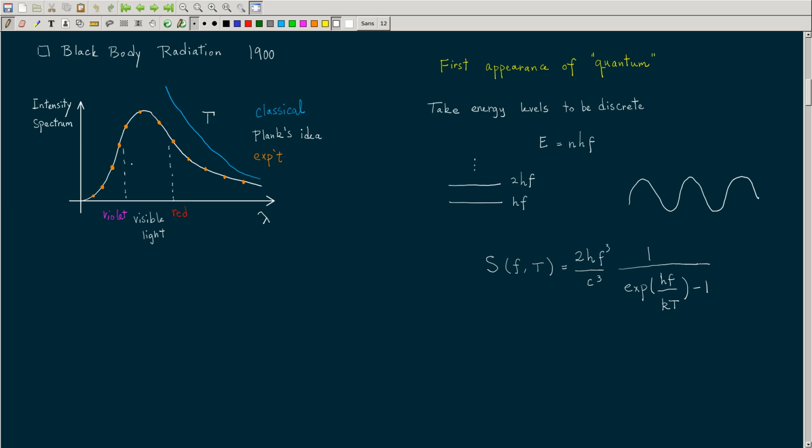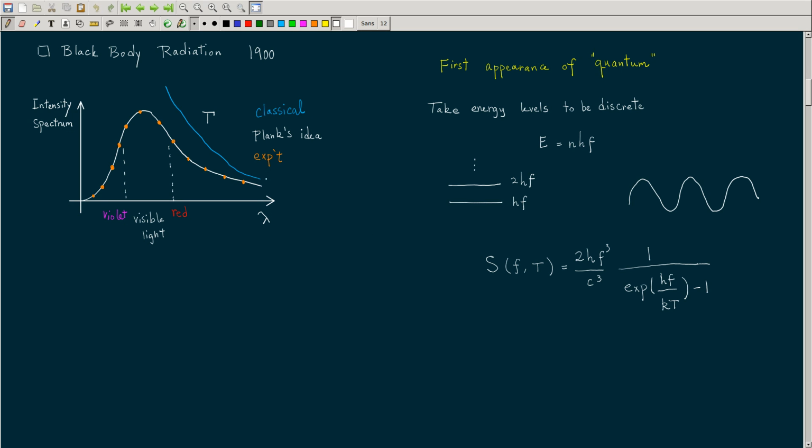To solve this problem, Planck suggested that if you think about the energy of an electromagnetic wave which radiates at a frequency f, it cannot have all energies, but just discrete values of energy: hf, 2hf, and all the way up. So it can have nhf, where n is a natural number.